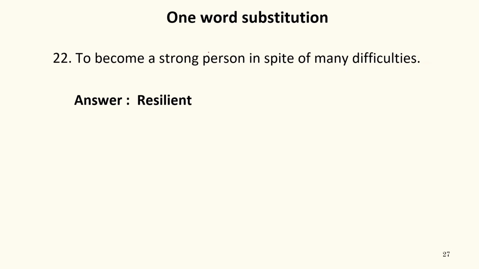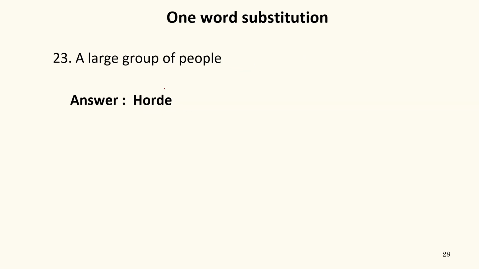To become a strong person in spite of many difficulties, that person is called resilient. A large group of people, now this particular word is known as horde. Also, we call a group of people a crowd. But when a large number of people are there, that is known as horde.